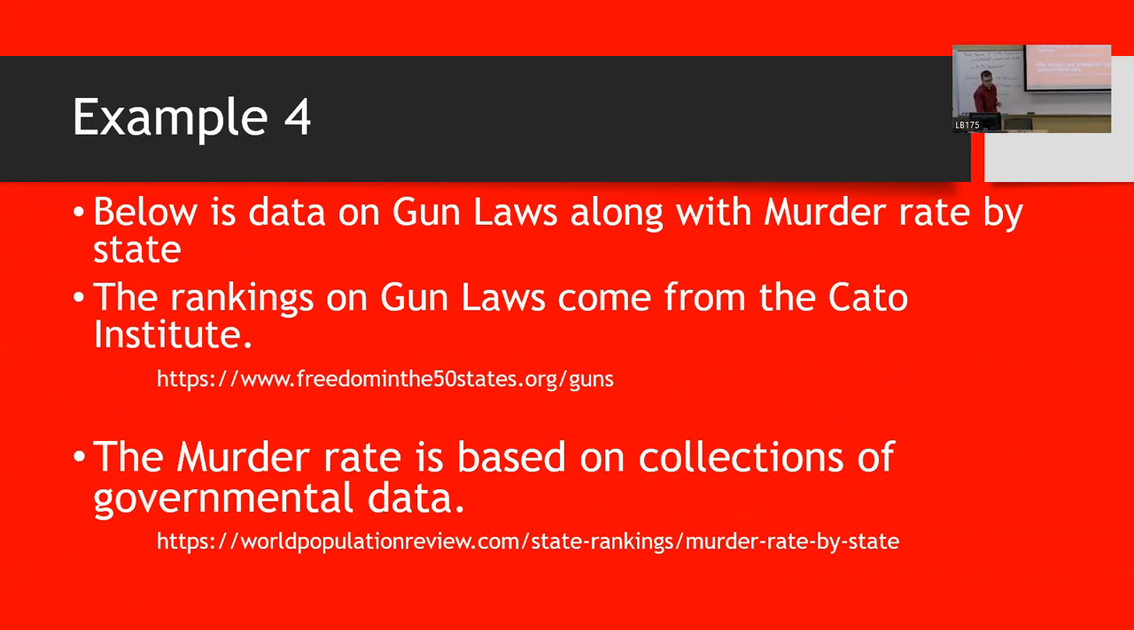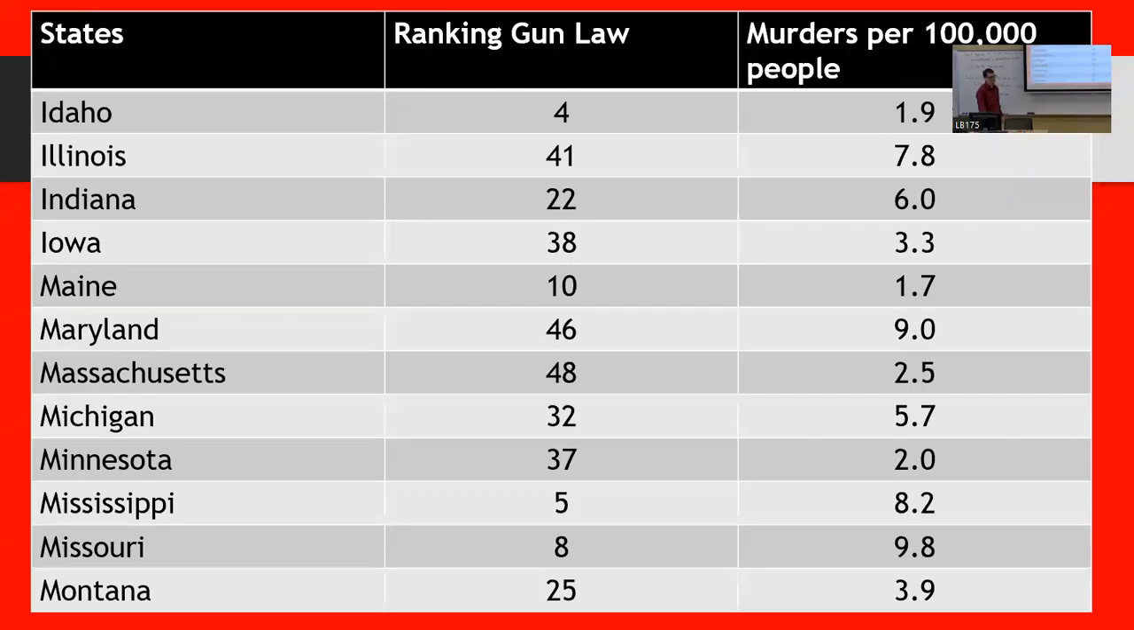What we're going to see in the next slide is two things: gun laws, stricter versus less strict gun laws, and then murder rates based on governmental data. Here it is. For this select group of states. So this is ranking on gun laws. And essentially, the higher numbers mean stricter gun laws.